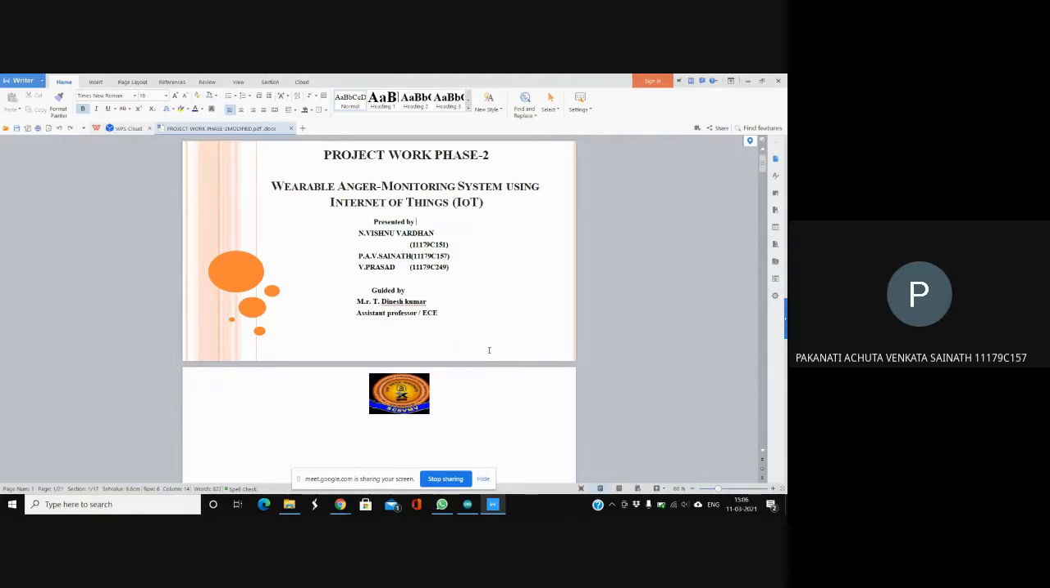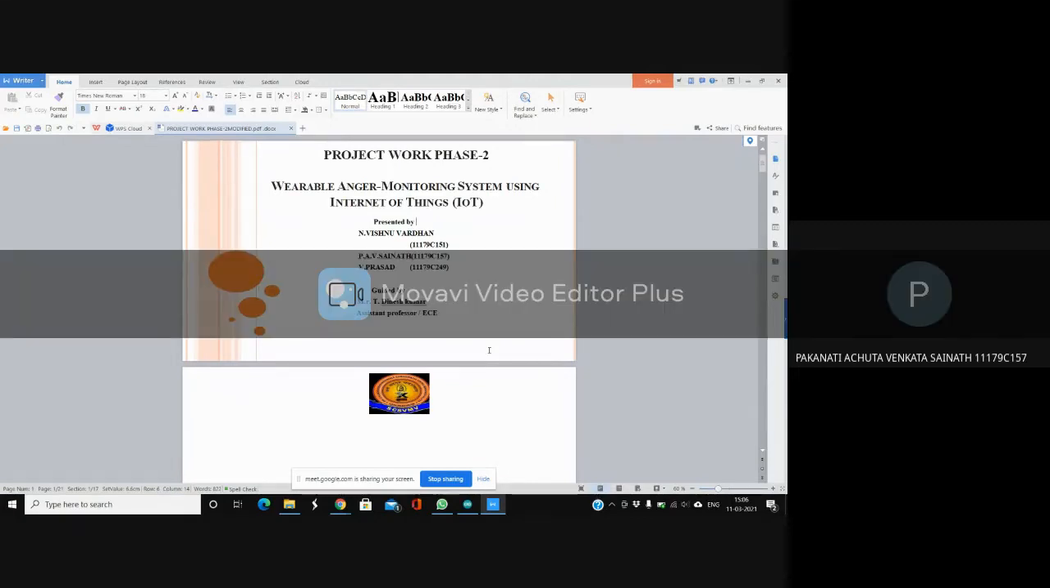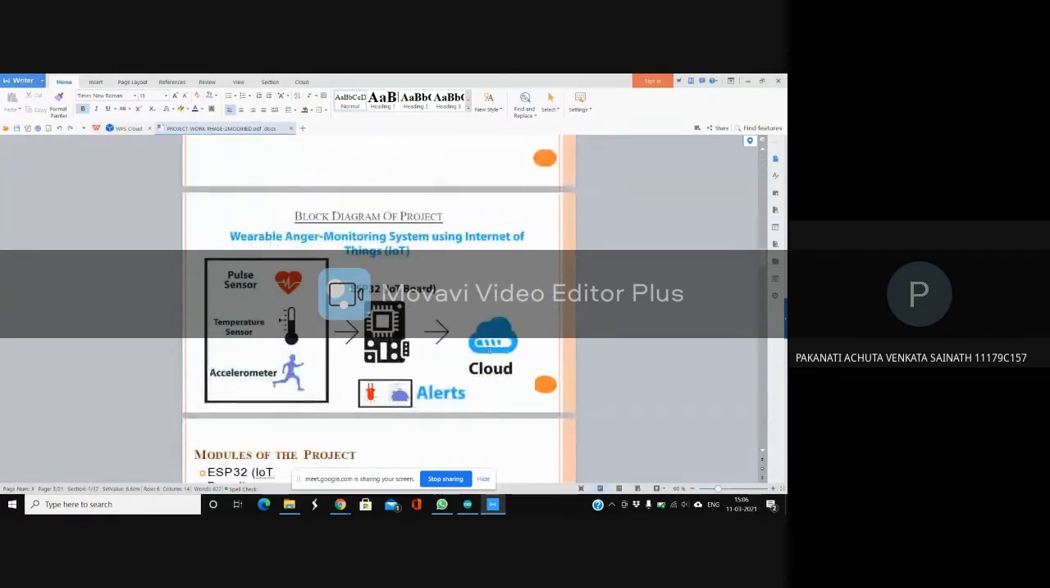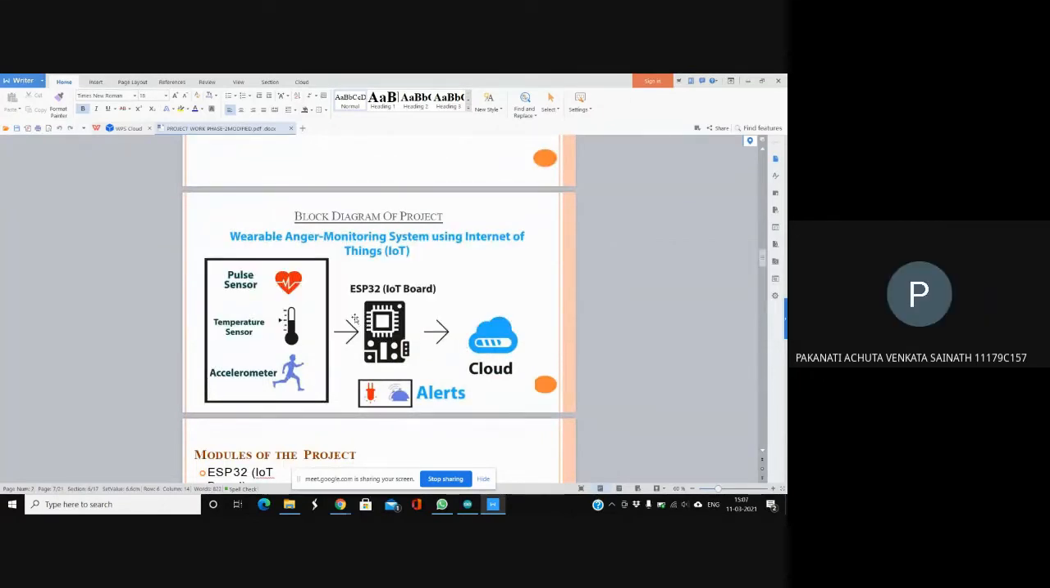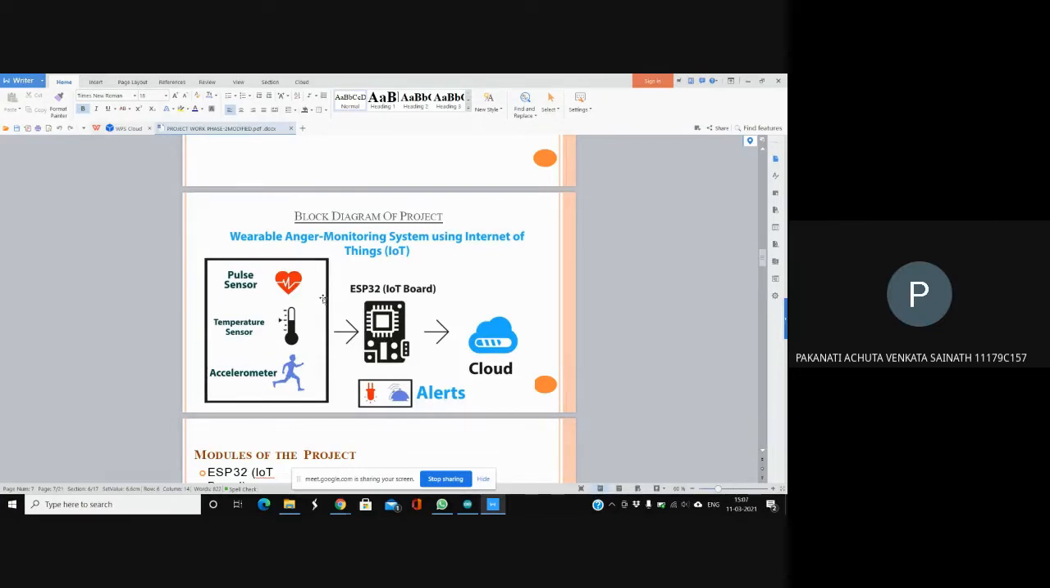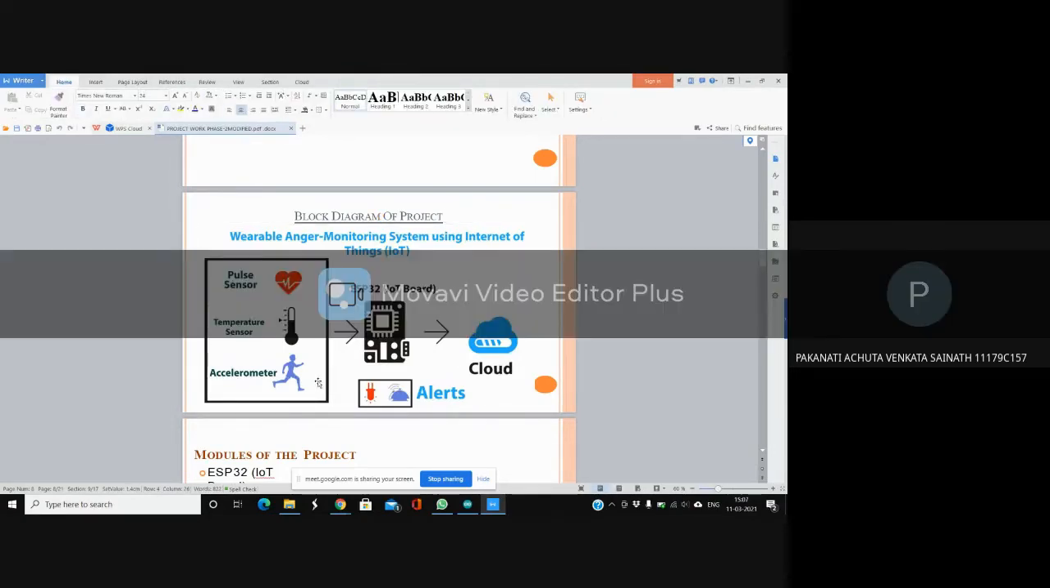So we use ESP32 here, and in the block diagram we use a pulse sensor, a thermistor and an accelerometer, sir. The main purpose of the pulse sensor is to know the pulse or heartbeat changes of each and every person, and how the emotion changes with each heartbeat rate. The thermistor is used to note the temperature of the person: how the body temperature changes, and at what temperature what emotion the person is expressing.